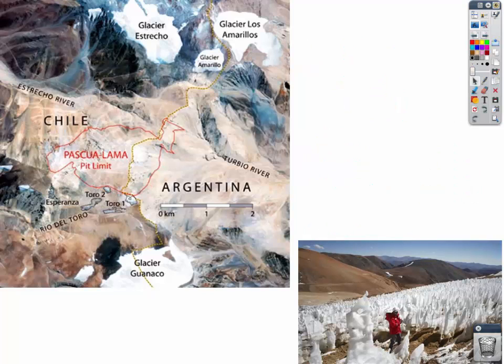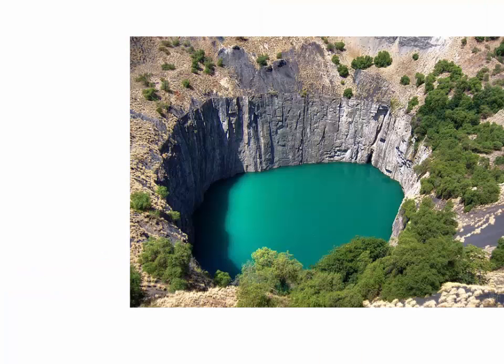But what the Pascua Lama project gives us is a case study in some of the challenges and impacts that mines might have in other places of the world. And it also shows us that these things are usually placed in environmentally sensitive areas, in this case, near glaciers. So that's another case study for you.